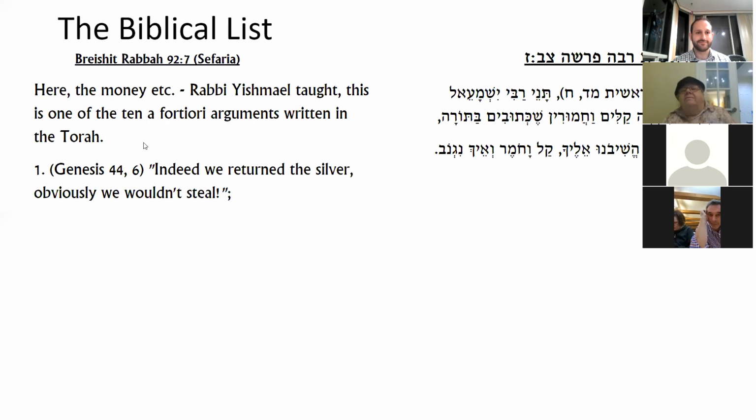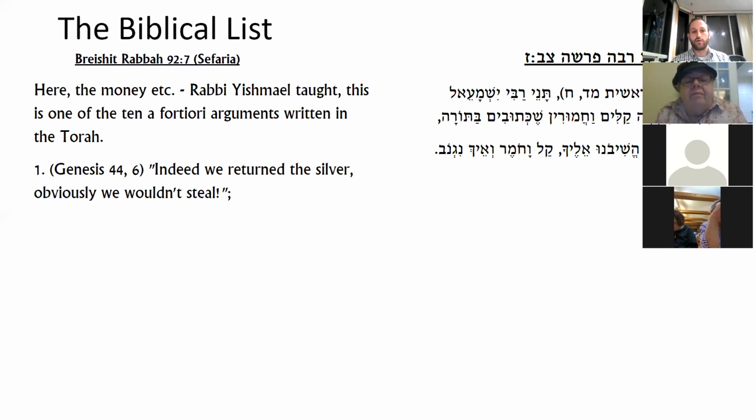Indeed, we returned the silver. Obviously, we wouldn't steal. When you see just this line being quoted by the Midrash, it doesn't necessarily make sense right away, unless you have a really good grasp of this coming week's Parsha, which some people might, but many people don't. So for that, we're going to go to the next slide and hopefully explain that.